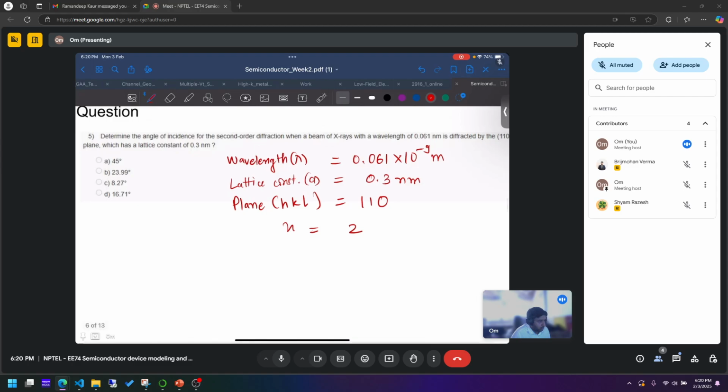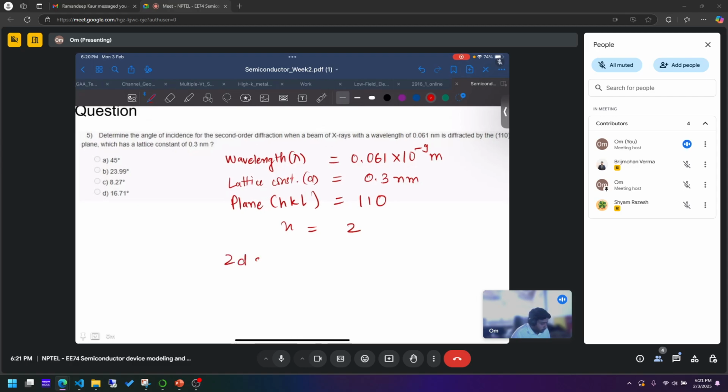Bragg's law is 2d sine theta is n lambda. Okay, and d, we do not know right now. So d is just a by root of h square plus k square plus l square. That is just the interplanar distance between the planes in 110. So let's put everything in place.